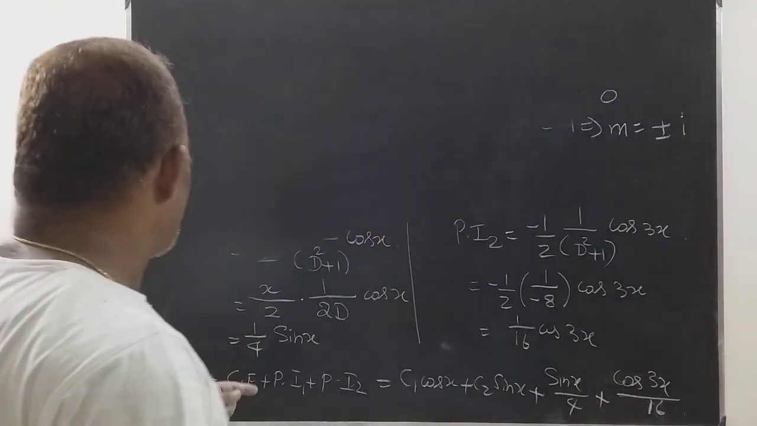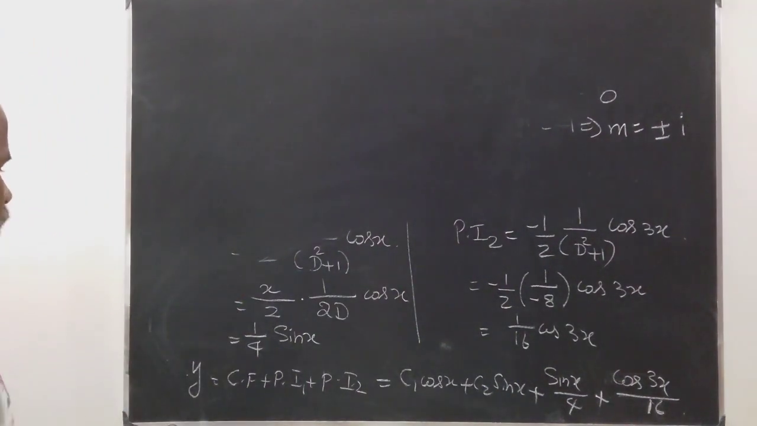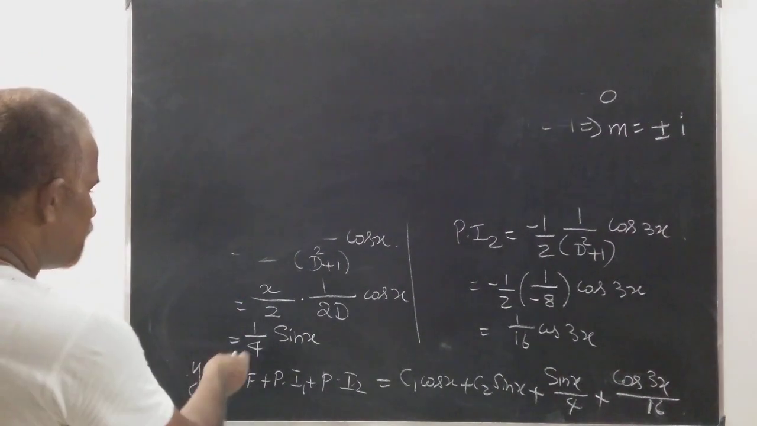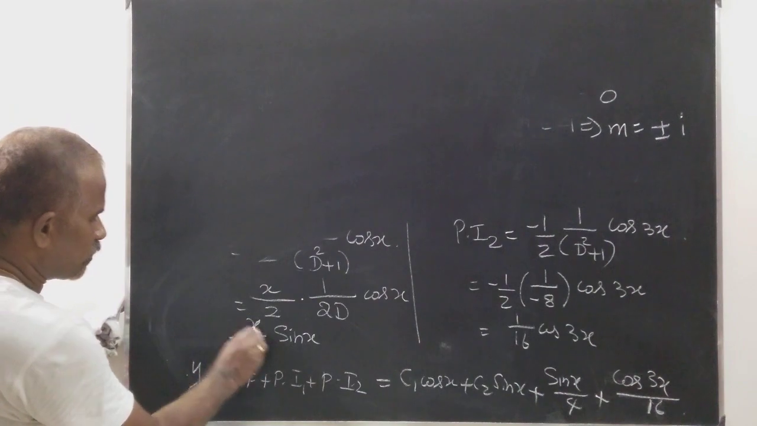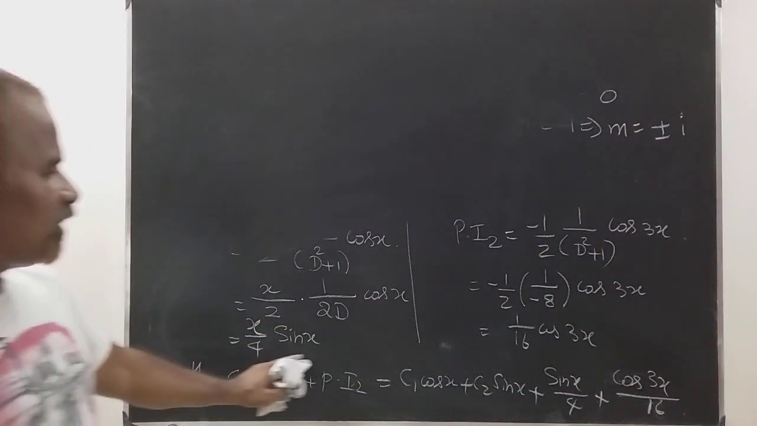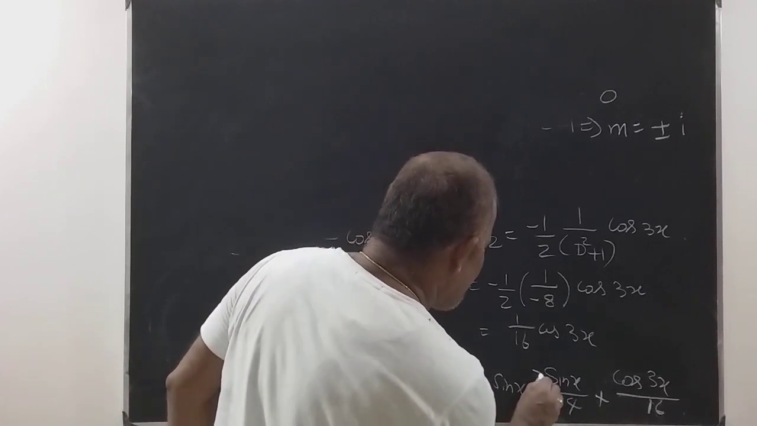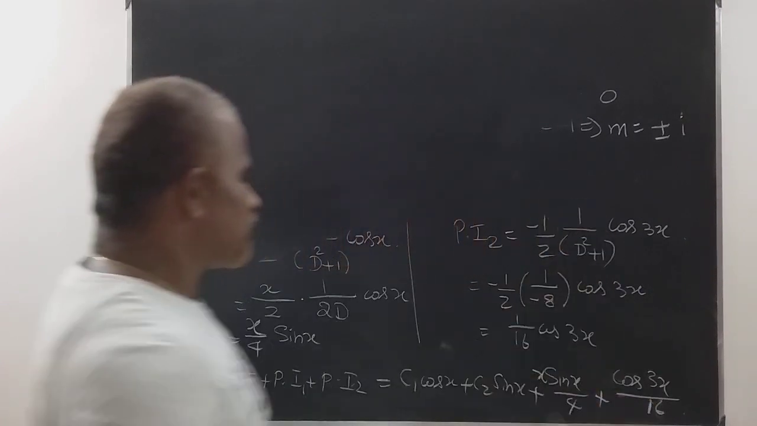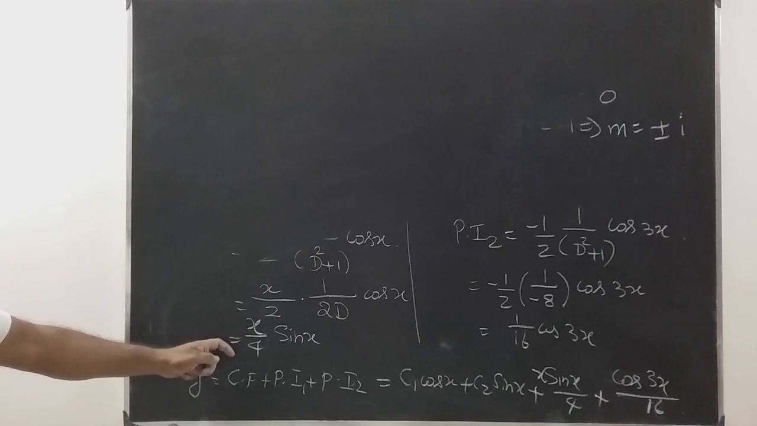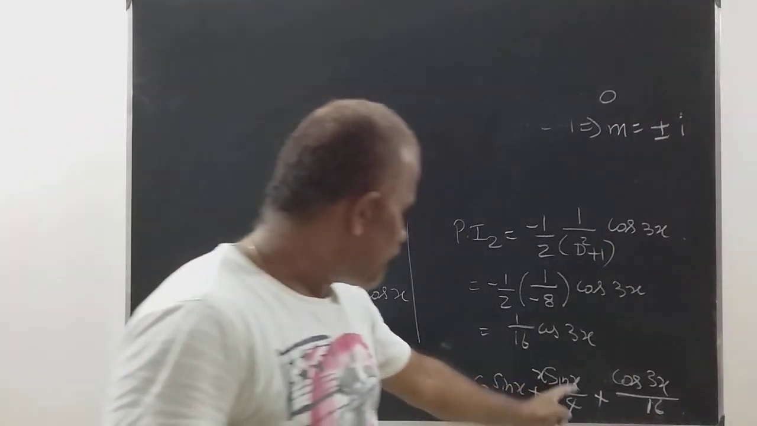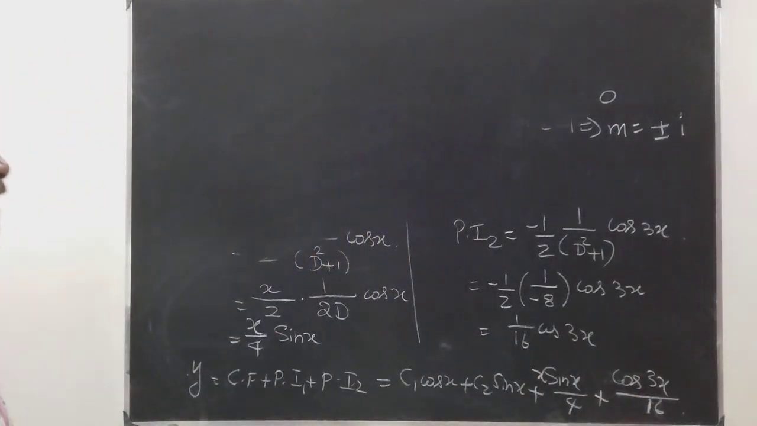We have to multiply by x. So it is not 1 by 4 sin x, it is x by 4 sin x. This is equal to x sin x by 4. Okay. So you have to be very careful to write. So x sin x by 4 plus cos 3x by 16.